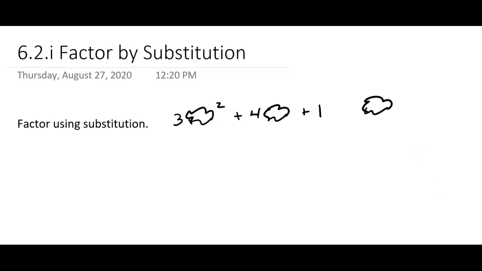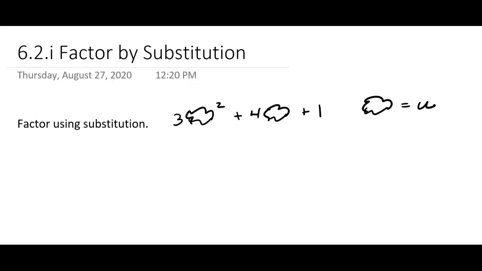So we have a little bit different approach to this type of problem, and it's called factor by substitution. So maybe we have something like 3, and then some little thing in there, squared, plus 4, and then the same little thing, like a little cloud, plus 1. Well, what we're going to do is let that cloud thing, whatever it is, some gobbledygook, it could be a set of parentheses, it could be a term, it could be all kinds of things, and we're going to replace it with U.